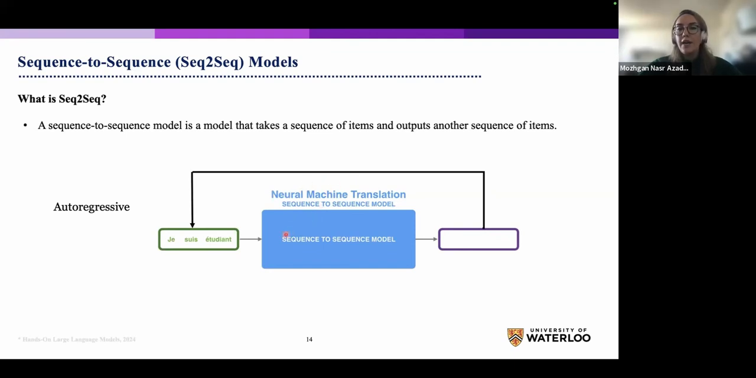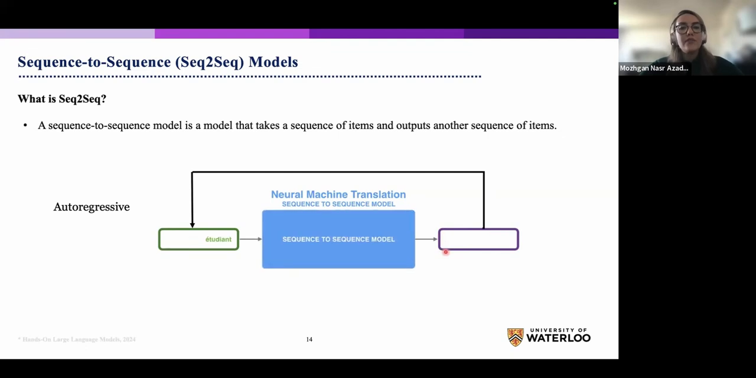So anyhow, here we have a sequence to sequence model. Let's call it a blue box. And then we have our French sentence as an input, and the model is trying to process this under the hood and give us the answer in English, I'm a student. So this process happens one token at a time. Let me show it one more time. Yeah. So as you can see, this process is repeating one token at a time.